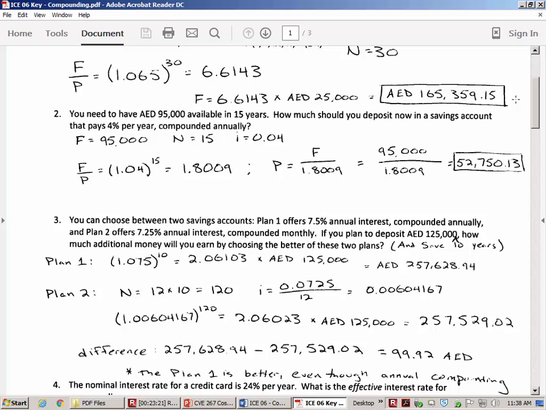Now, if it was the same interest rate, and one is offering annual compounding and one is offering monthly, you should definitely go with the monthly compounding, because in the end that would give you the greater return.